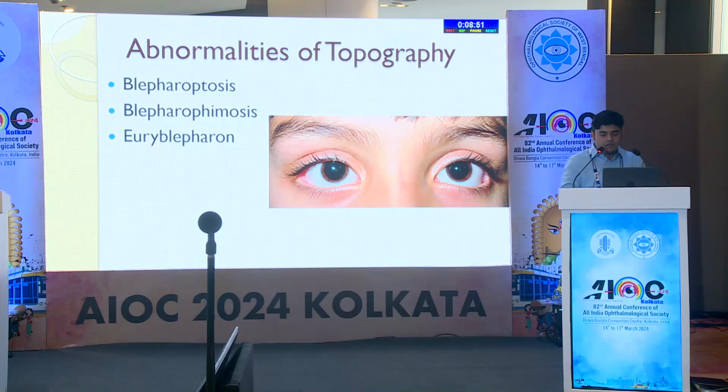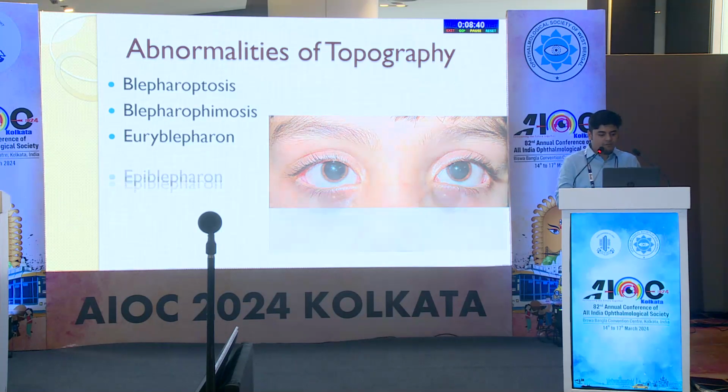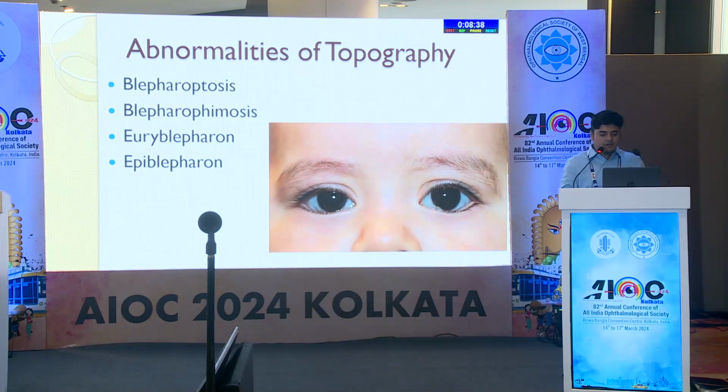If there is increase of the horizontal palpebral fissure with increase in the pars lacrimalis and the pars ciliaris, and there is lateral ectropion in the upper and lower eyelid, it is known as euryblepharon. Whereas if there is an increased lid fold in the lower eyelid, it is known as epiblepharon.